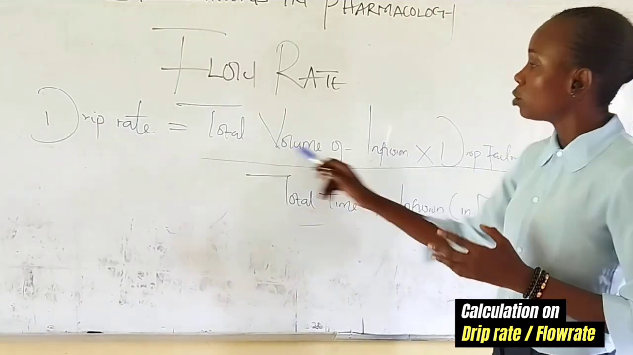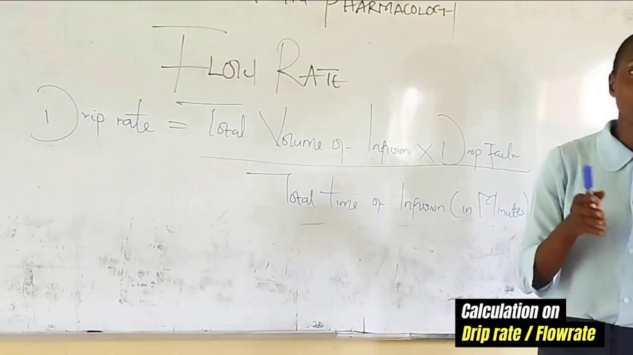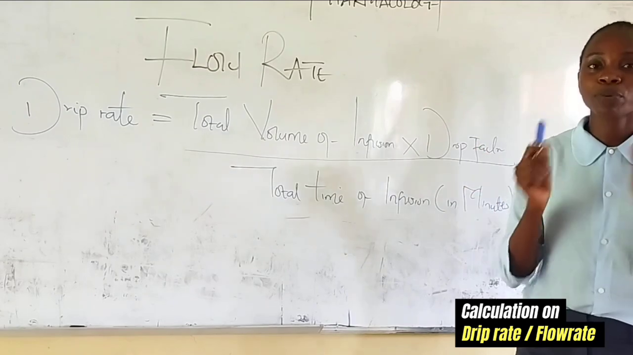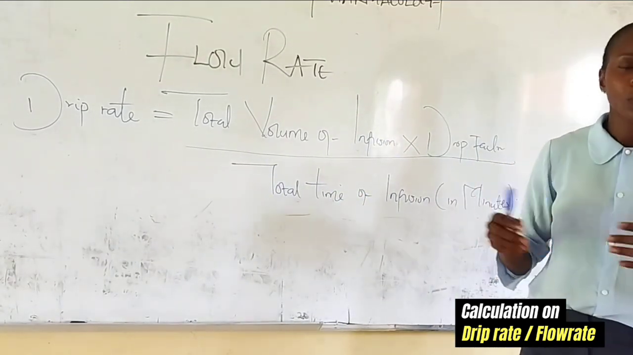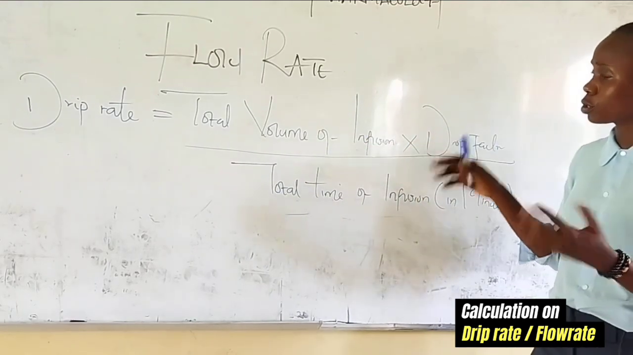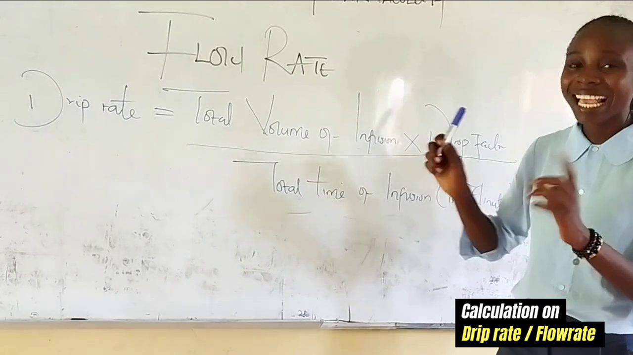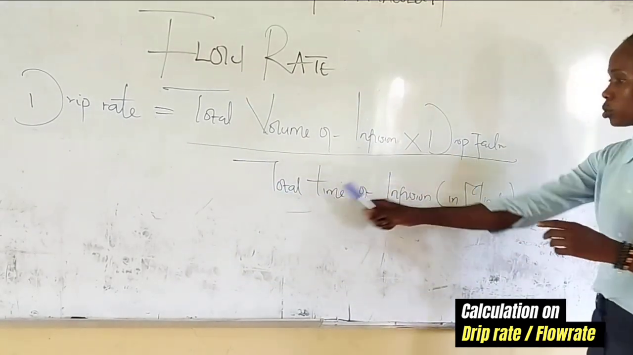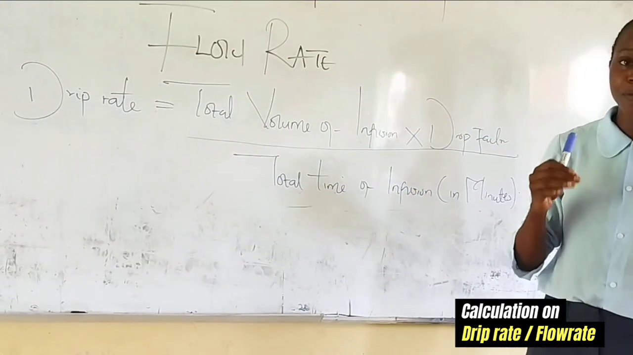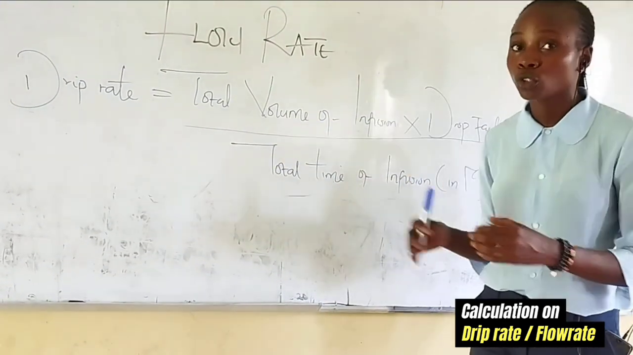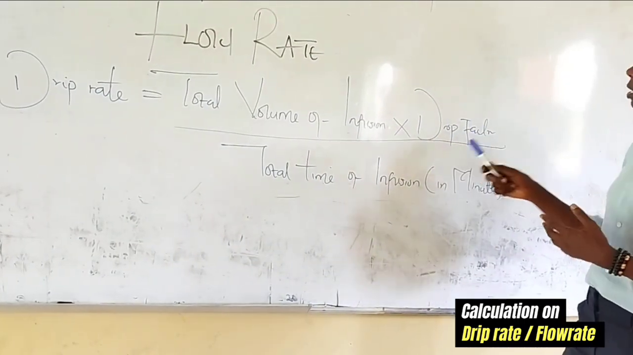Now, the total volume of infusion is the total volume of the infusion to be given as prescribed by the physician. Most of the time for adults, the volume of infusion can be 500 mils, and the total volume is usually in mils. Then we talk about the total time of infusion. This has to do with the time frame at which the infusion will be delivered, and is usually calculated in minutes. And the other part is the drop factor.